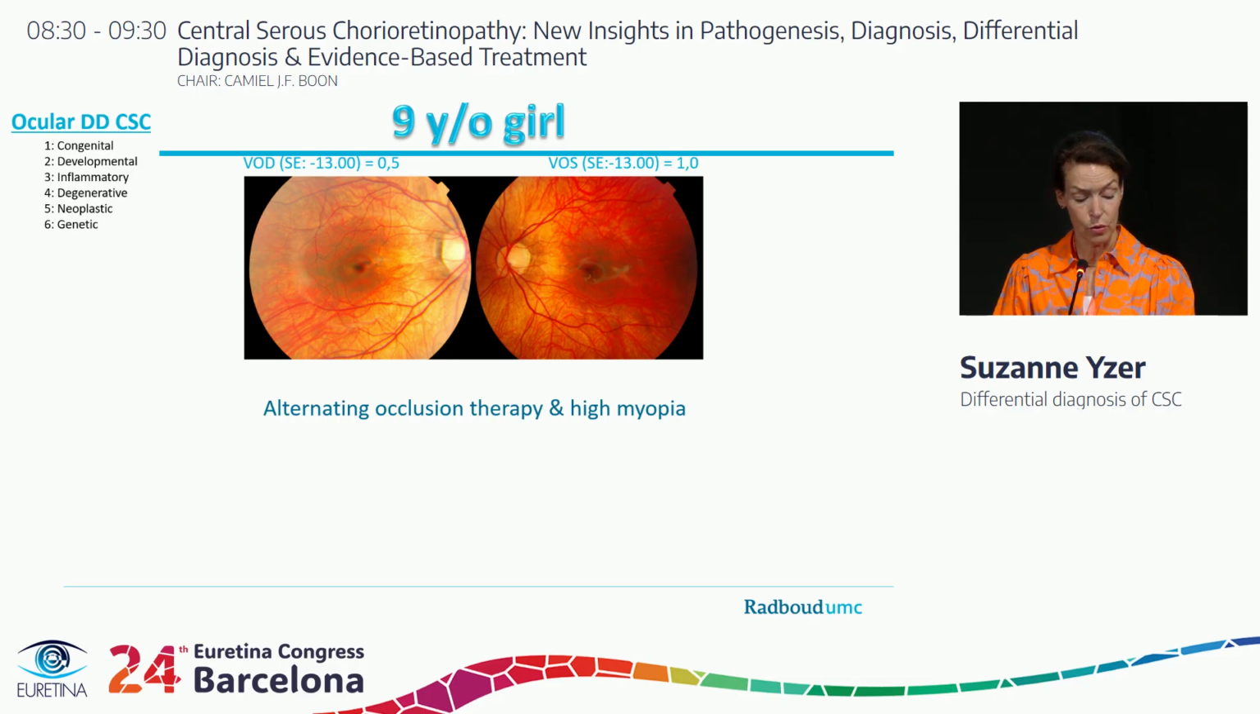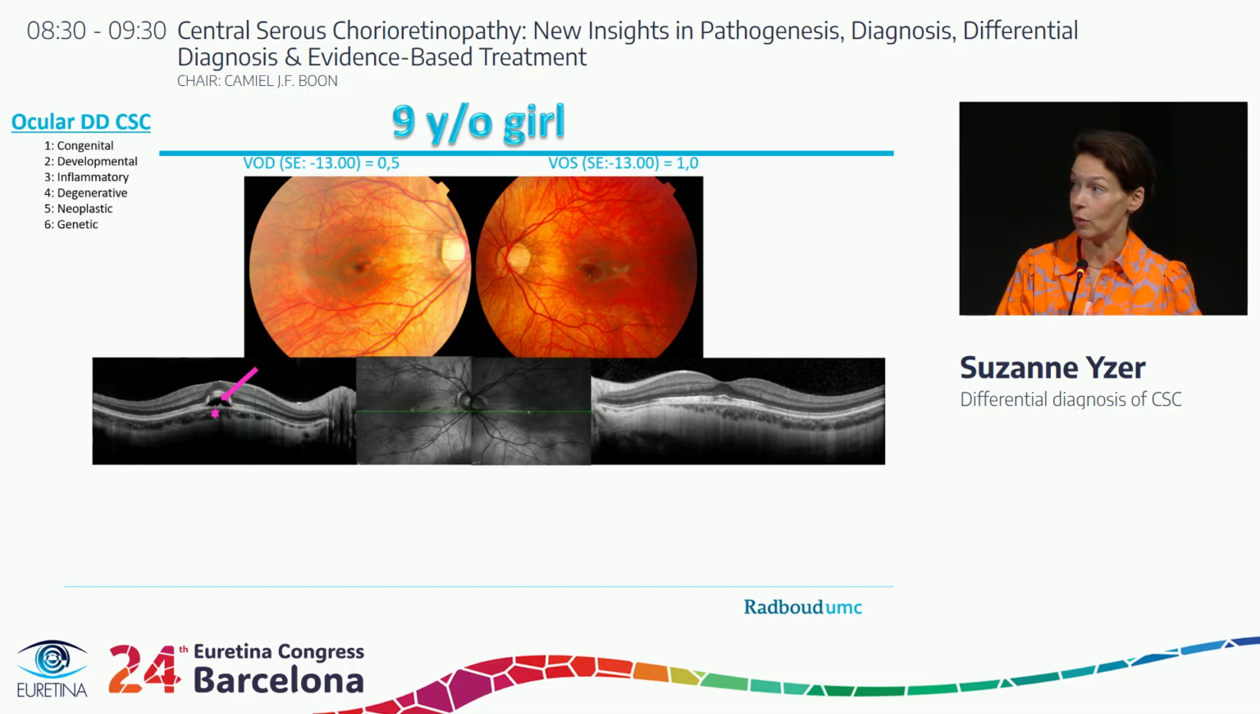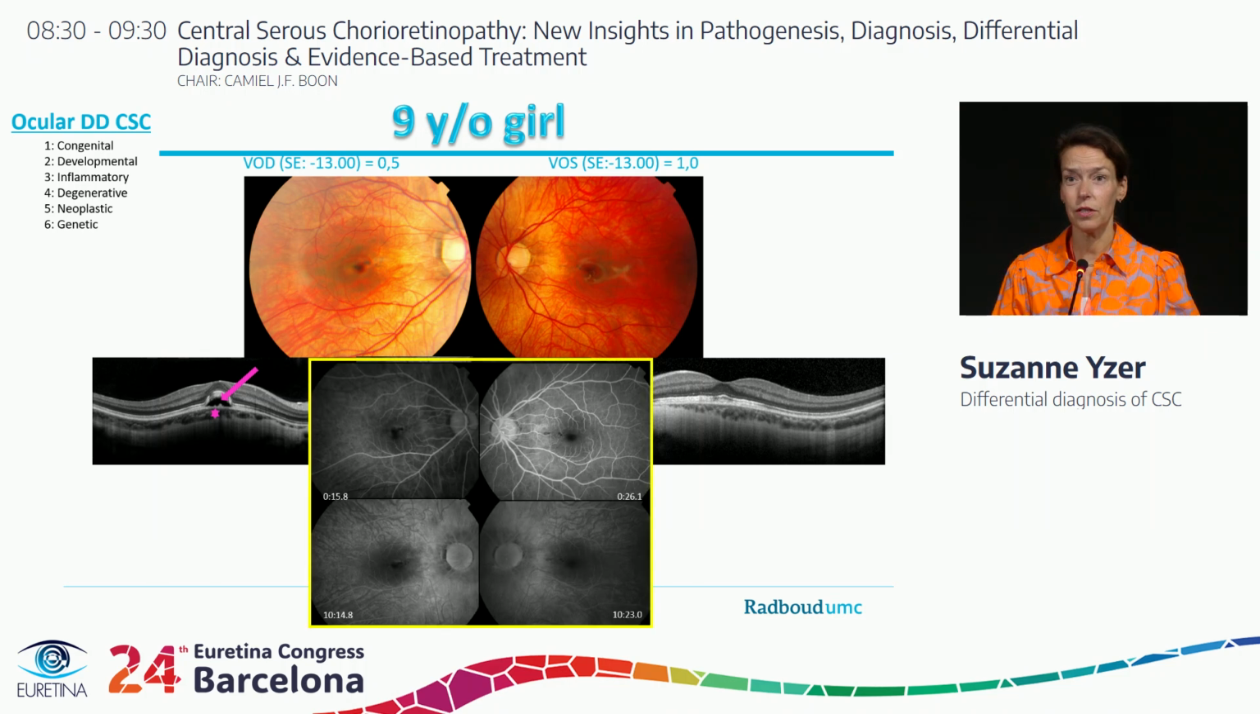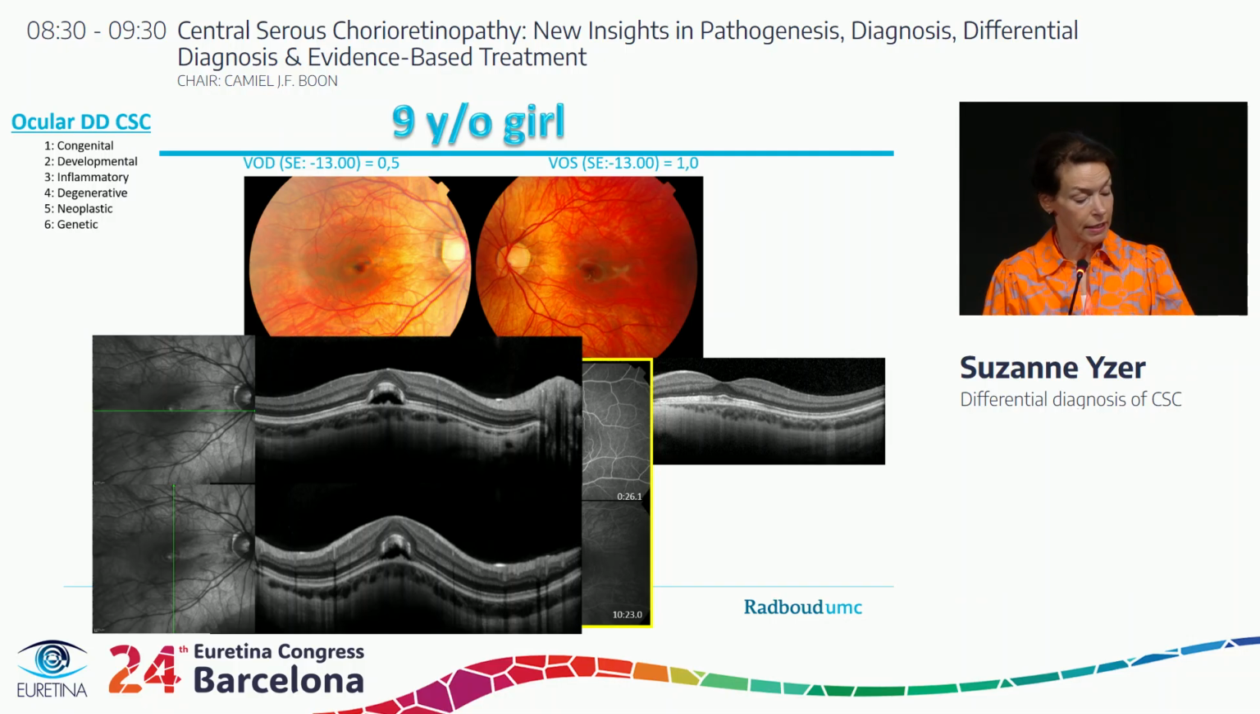So this is congenital. Moving on to a developmental differential diagnosis of central serous. This is a 9-year-old girl who was actually treated with alternating occlusion therapy because of amblyopia, and she was a high myope, as you can see. At one point, someone thought, sometimes we occlude the right eye, then the left eye. What's going on here? Let's make an OCT. And this is when they found subretinal fluid in the right eye. So here's the FA. Not much going on here. And the answer was actually in the vertical OCT. And this is a dome-shaped macula.